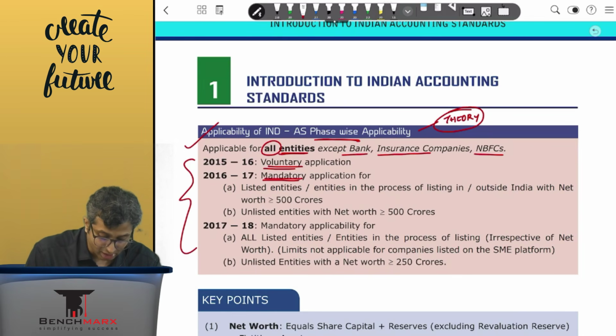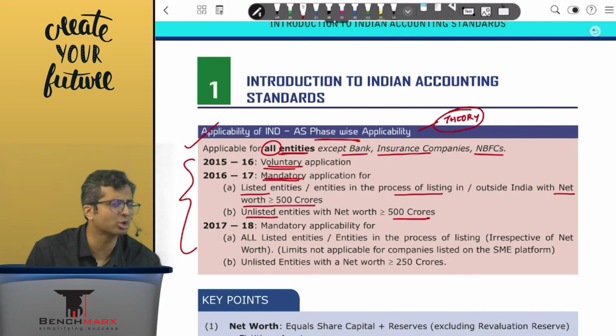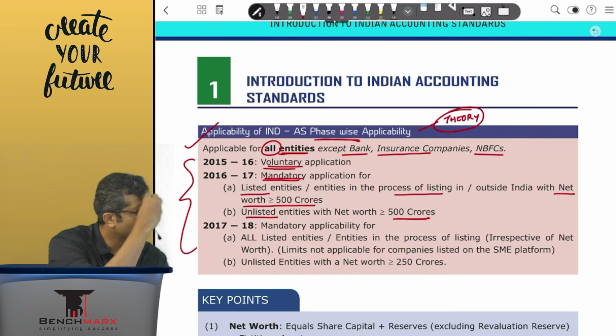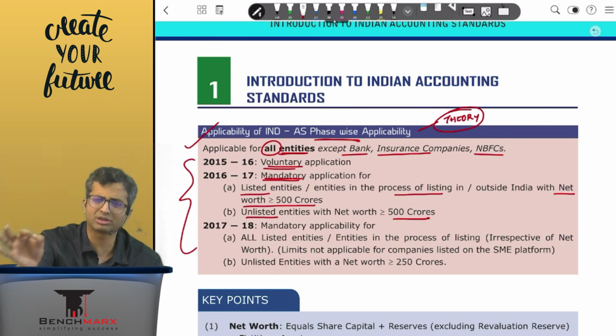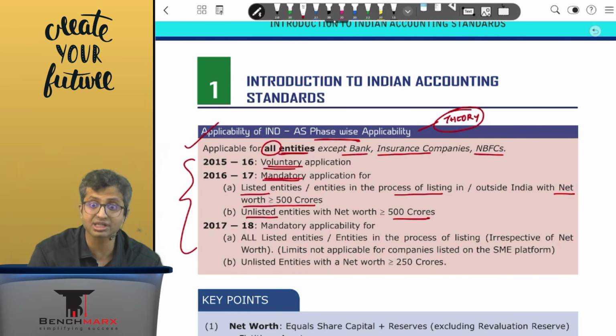16-17 was mandatory. Mandatory to whom? Listed entities or entities in the process of listing in or outside India with net worth of greater than or equal to 500 crores, or unlisted entities with net worth of greater than or equal to 500 crores, which means in the first phase it did not matter whether you're listed or unlisted. Whether you're listed, unlisted, process of listing, if your net worth is more than 500 crores, Ind AS लग जाएगा. But to be honest, I don't see an exam question coming for 16-17. आपको तो exam question आएगा of the current phase only, जो आपके exam के लिए relevant है, which is the second phase. So for you, the more important phase is the 17-18 onwards phase.